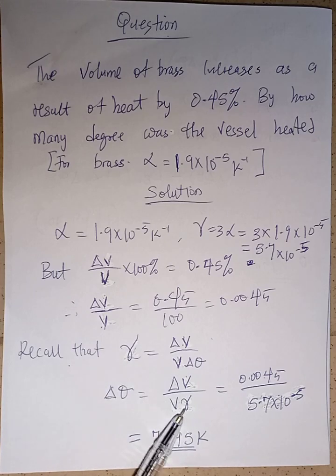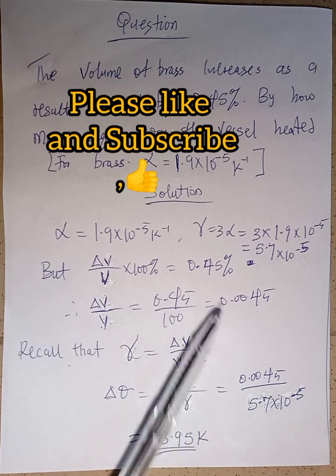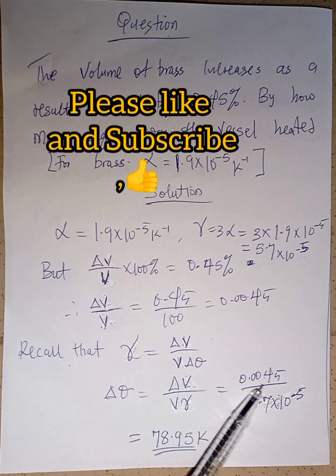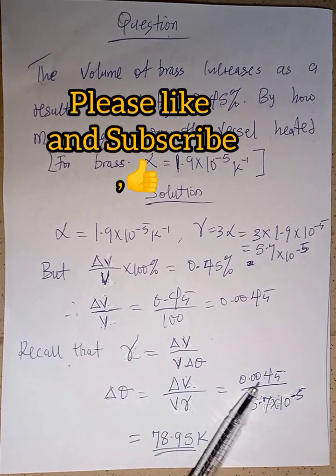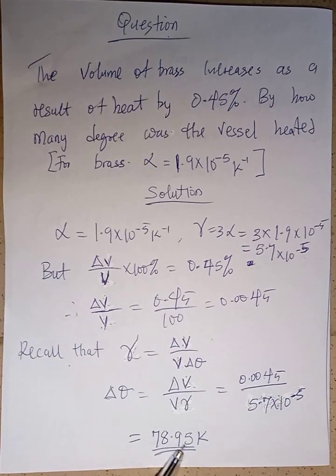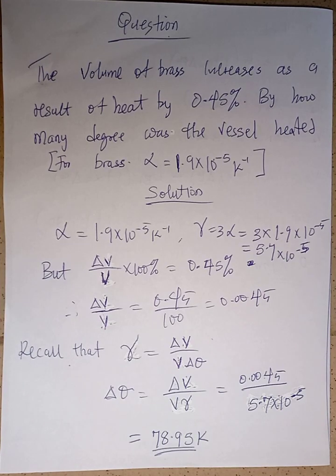Next, our change in volume over original volume. Remember, that is the fractional increase in volume. We said change in volume over original volume is this. Then divided by this gamma, we said gamma is this, so this divided by this, you're going to have 78.95 Kelvin. That is the change in temperature of this body. Thank you. I hope you gain something from this class.